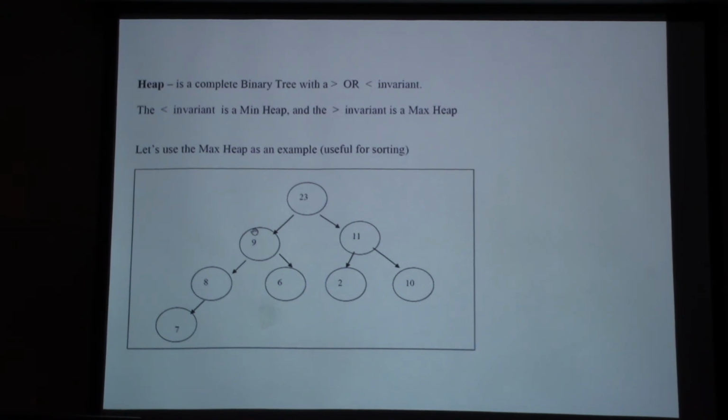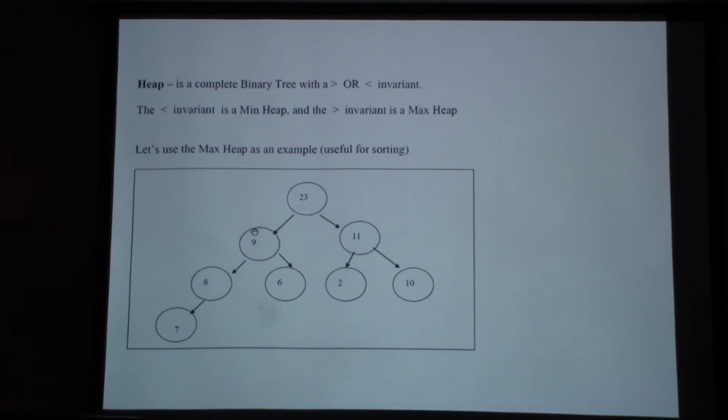So if I have a max heap, then the node which is above, the parent node, will be bigger than a child. So for example, 23 is bigger than 9, but 23 is also bigger than 11. And recursively the same thing applies. 11 is bigger than 2, 11 is bigger than 10, 9 is bigger than 8, 9 is bigger than 6, and 8 is bigger than 7. So we have at least this greater than invariant.